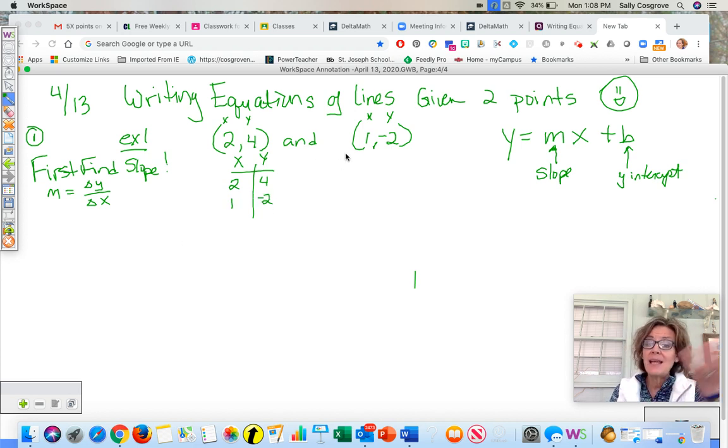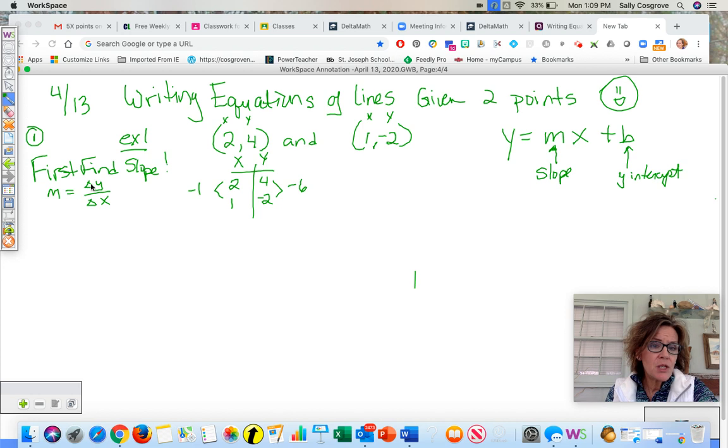And then we would find out, how did x change? From 2 to 1, is that going down or going up? It's going down, so we're subtracting. I'm subtracting 1, right? From 2 to 1 is going down 1. From 4 to negative 2, is that going up or going down? It's going down. So how much is it going down? Well, think negative 2 minus 4 is negative 6. I'm going to go from 4 to 0, and then from 0 to negative 2. That's down 6.